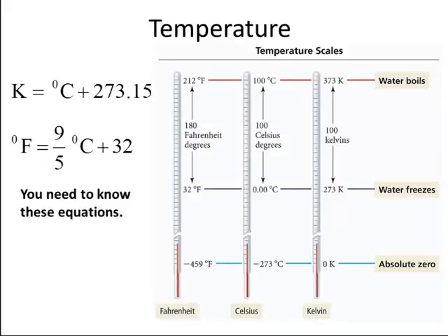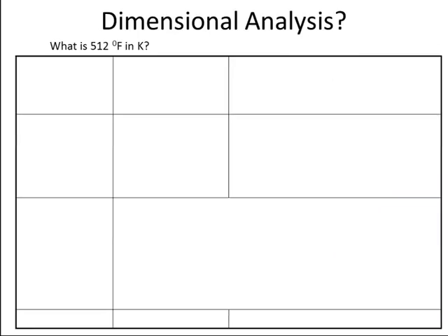All right, another type of conversion where we can consider this is we don't always have a nice, neat unit conversion that we can use, but we do have relationships like these equations here. We have the relationship between Kelvin and degrees Celsius and degrees Fahrenheit and degrees Celsius. Okay, you need to know those equations. More importantly, you need to know how to use them. So, what is 512 degrees Fahrenheit in Kelvin?